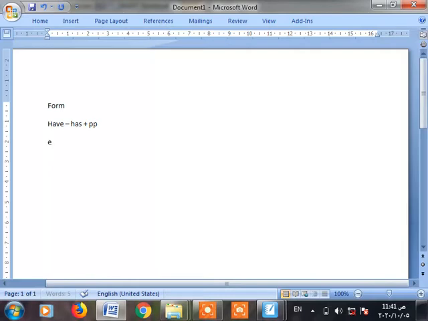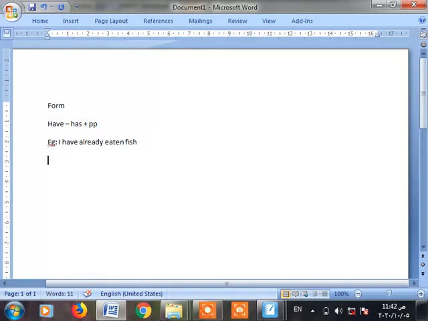For example, if I said, I have eaten fish, or I have already eaten fish. Here you have the word already, and before already you're gonna put have or has, and after it you're gonna use PP, which is eaten. So the form of the present perfect is have or has plus PP.